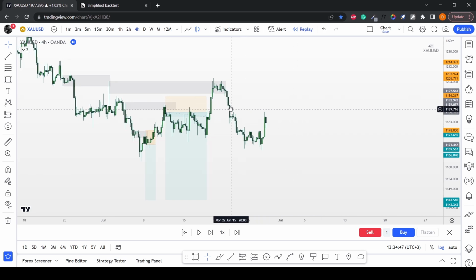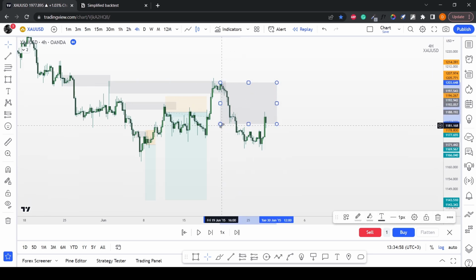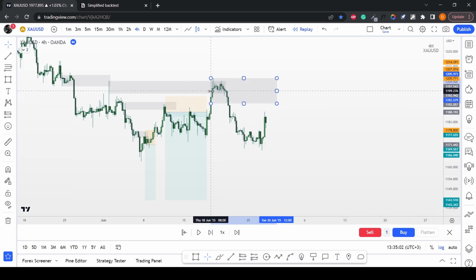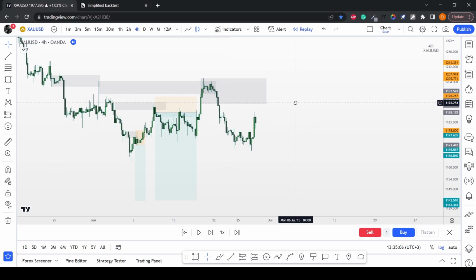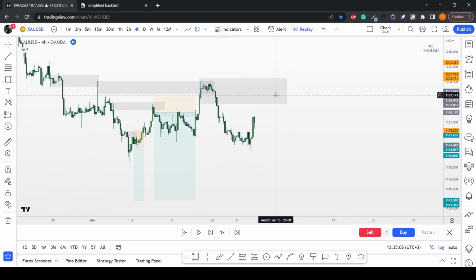Okay, we have this redistribution. This zone is not of a high quality, so let's wait for a deeper zone to mitigate, to give us a mitigation. So the main volume for the manipulative move up came from these candles, so most likely we will have a tap into them.